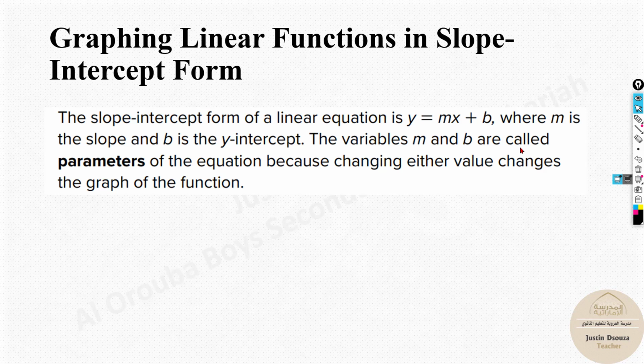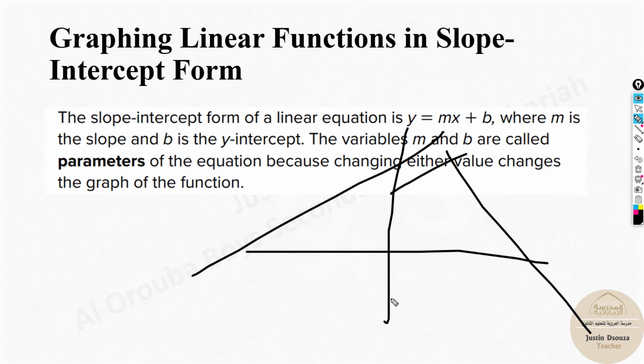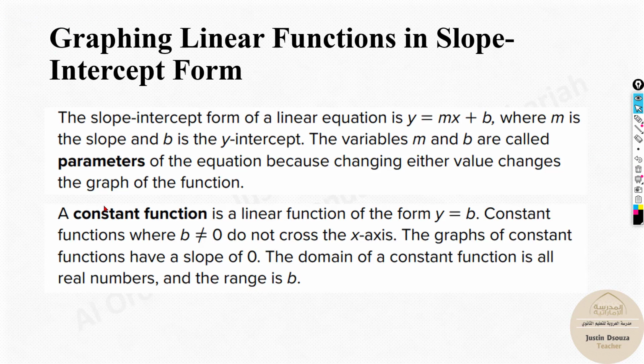If the slope is positive, as we have seen before, the graph goes upwards. If it's negative, it goes downwards. And b will indicate where the graph passes through the y-axis, the y-intercept of the graph. It might be over here, or like this, anyhow. So we will look into the graphing, and over here, the constant function, where it is just a number.